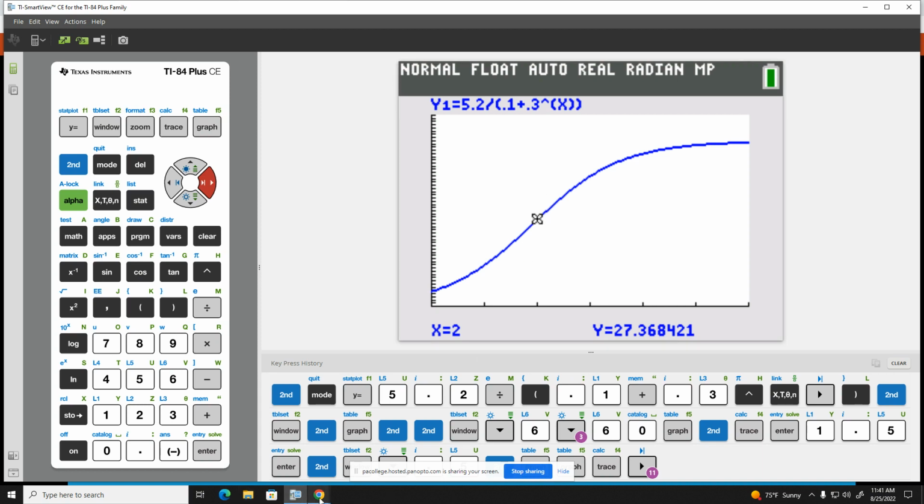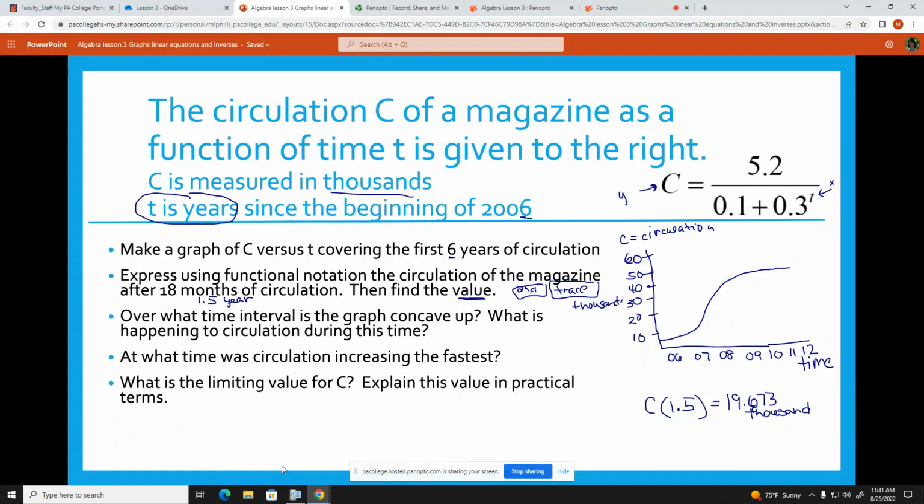So where is it concave up? It looks like during the first 2 years. So from 2006 to 2008. What is happening? Well, circulation is increasing. That means it's going uphill. And what's happening to the rate? Well, it's at an increasing rate because the graph is getting steeper in that section.